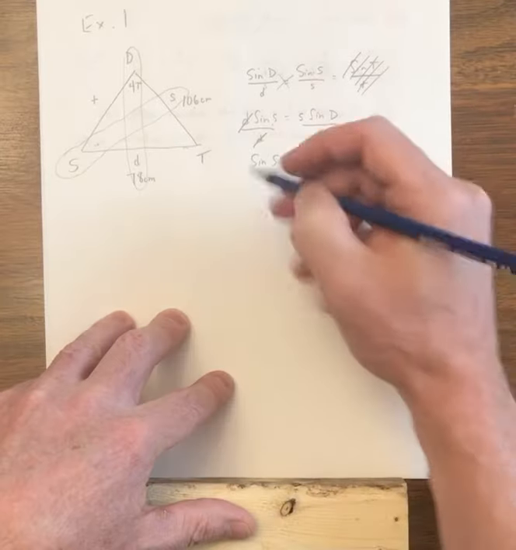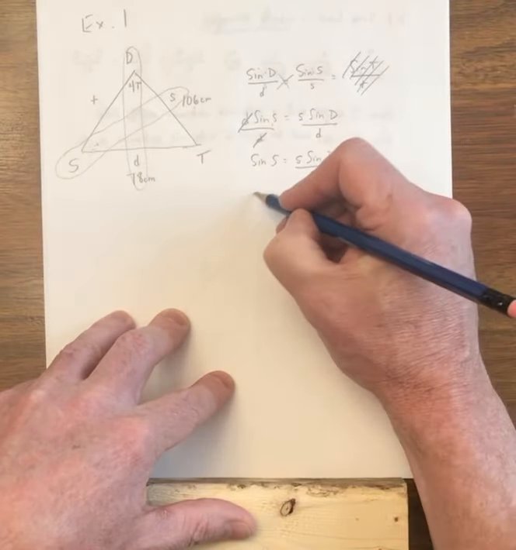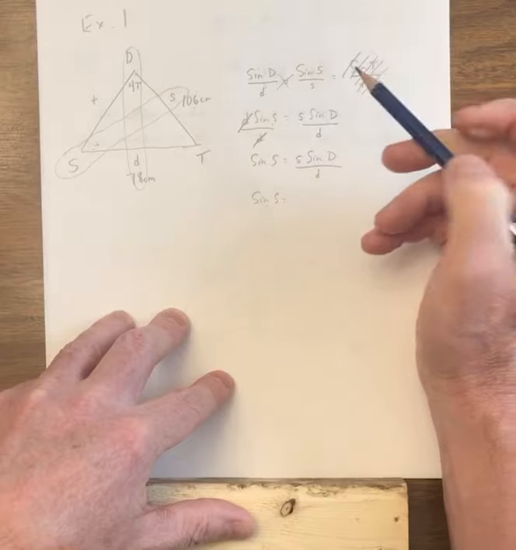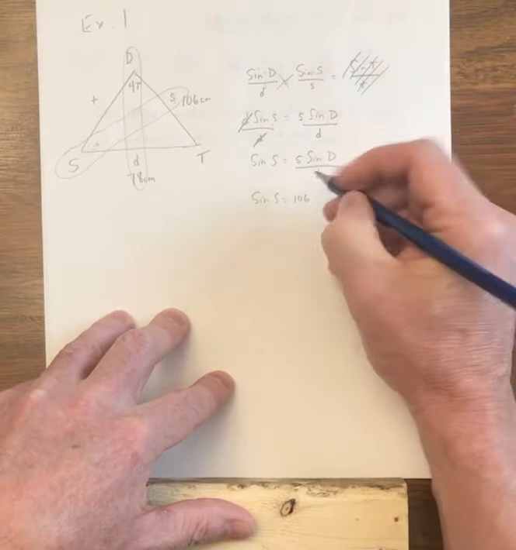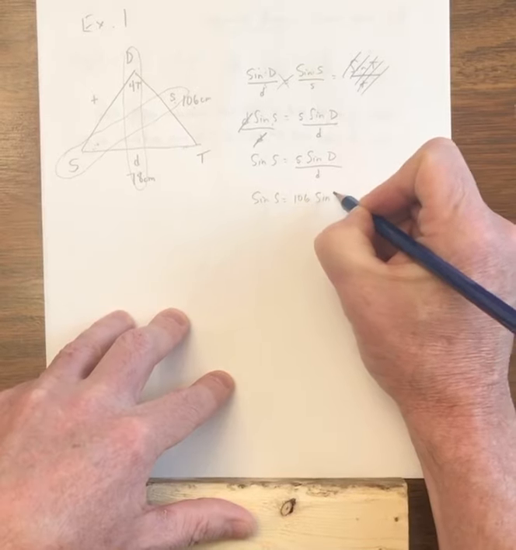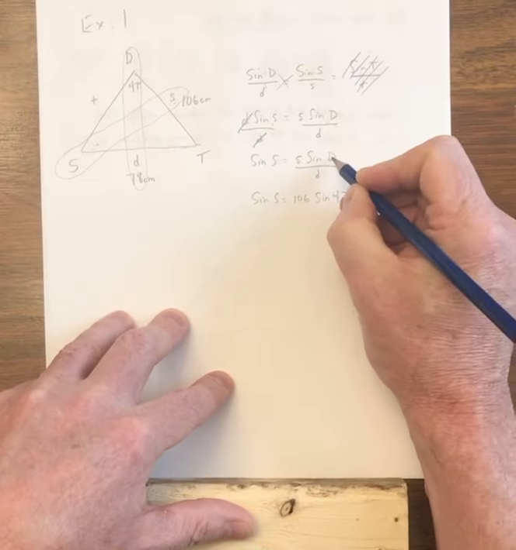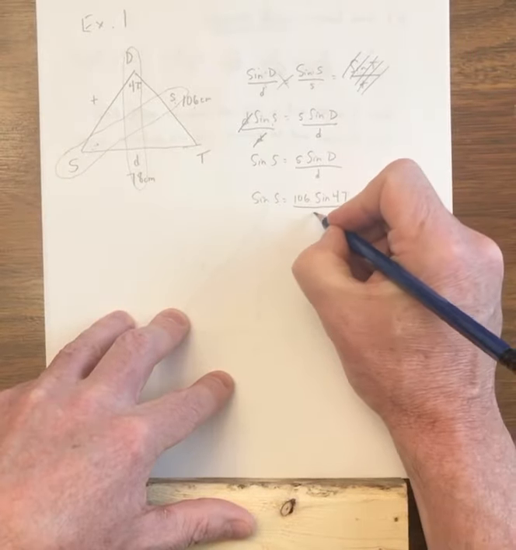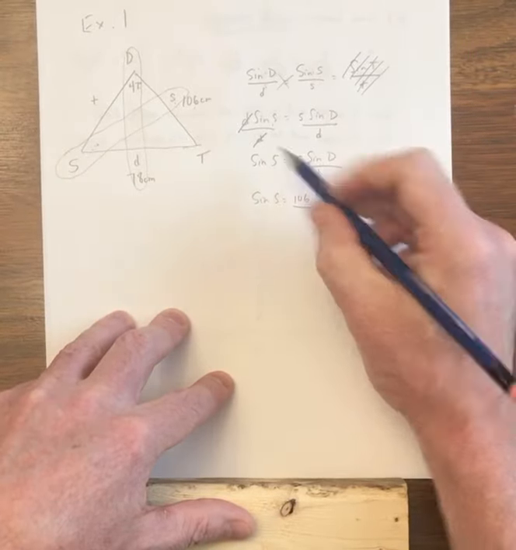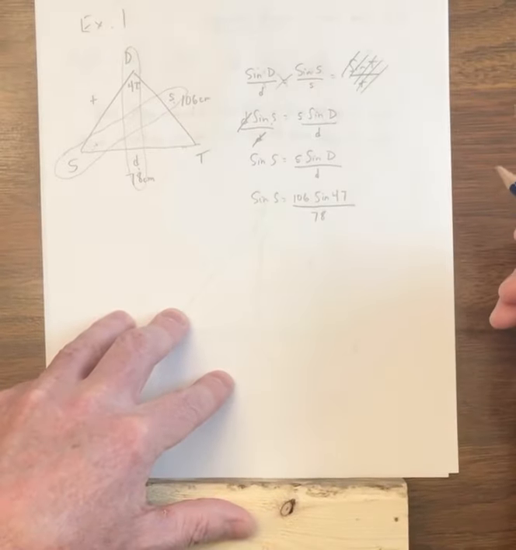So now let's put in the information that we have. We are trying to solve for sine S, so we don't have that. We do have side S right here. It's 106. And we know this is sine 47 because it's a 47 degree angle. And that's all over 78. D, the length of side D, is 78.